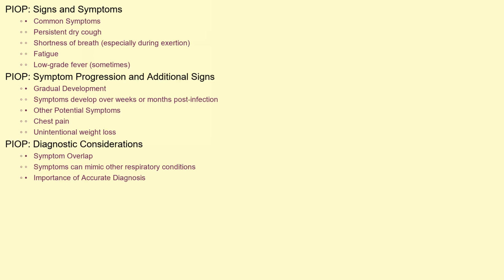The signs and symptoms of PIOP can vary in severity, but often include a persistent dry cough, shortness of breath, particularly during exertion, fatigue, and sometimes a low-grade fever. These symptoms may develop gradually over weeks or months after the initial infection. Some individuals may also experience chest pain or unintentional weight loss. It's important to note that these symptoms can overlap with other respiratory conditions, making accurate diagnosis crucial.